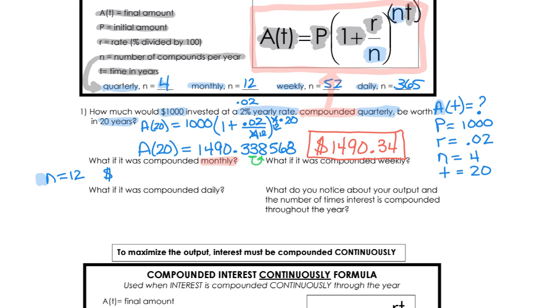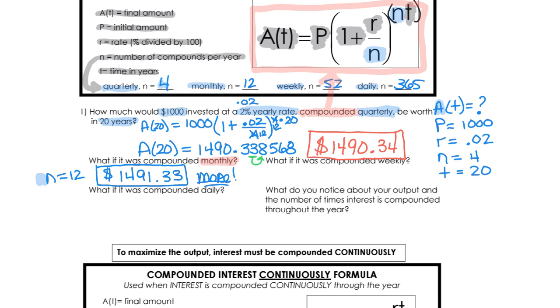and I'm going to go ahead, guys, and just round in my screen when I type it in. It's going to be $1,491.33. And so you're going to notice, guys, that if this bank compounded monthly versus compounded quarterly, you would make just a little bit more money. Not a ton, but a little bit more.